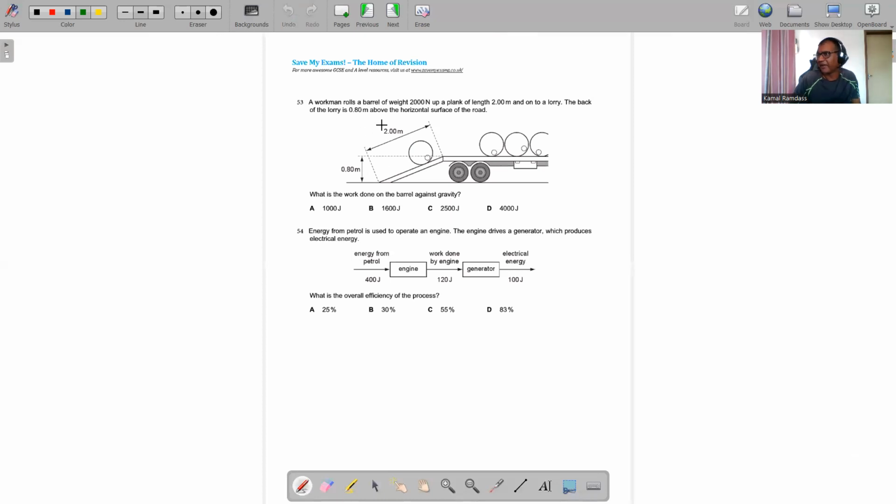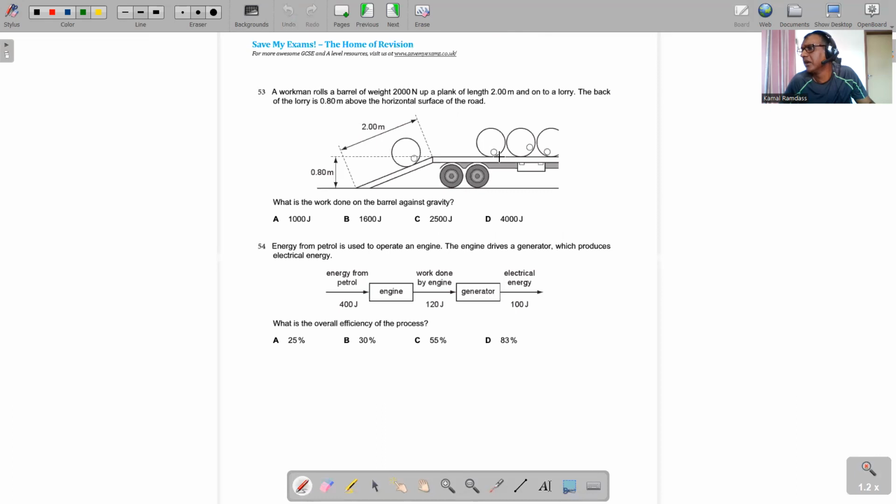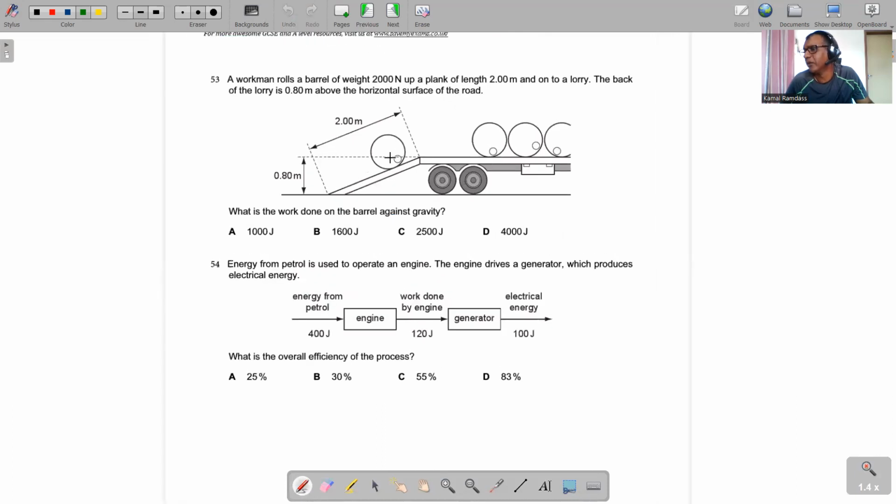A workman rolls a barrel of 2000 newtons up a plank of length 2 meters and onto a lorry. The back of the lorry is 0.3 meters above the road. That is the change in height, delta H, above the horizontal surface of the road. What is the work done against gravity? MGH. But we already know MG, it is 2000 newtons. 2000 times 0.3 gives 600 joules. And the length of the plank is not important here.